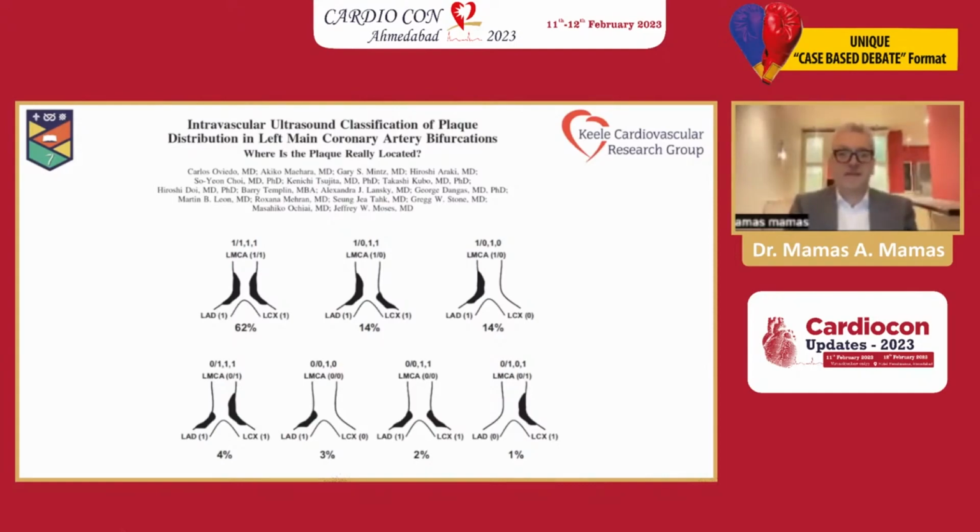Now, this is some data from my good friend Gary Mintz and colleagues. And what you can see is that isolated LAD disease is incredibly rare, 3% of cases. So the likelihood is this patient has disease in the left main, and we are going to have to stent into the left main. You can detect this, whether it be with IVUS or with OCT. You would not see this with pressure wire.